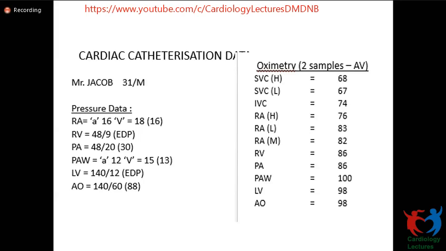Since we do not have LA pressures given, there is no significant gradient between LA and LV. Very good. Taking the aortic pressures, systolic is 140 and diastolic is 60 with a mean of 88. Then there is no gradient between LV and aorta. Very good. So in the pressure data, you have to interpret the aortic data also.